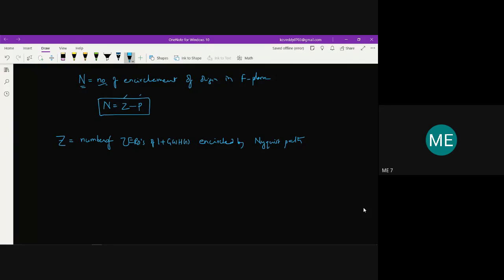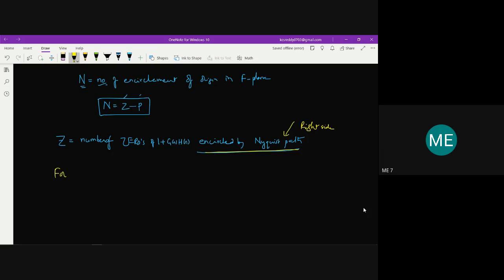When I say it is encircled by the Nyquist path, the Nyquist path is on the right side of the S plane. So we are going to study that the Nyquist path encircles only the right half of the S plane. We know that only the right side is covered. So it means we are studying the number of zeros lying on the right hand side.